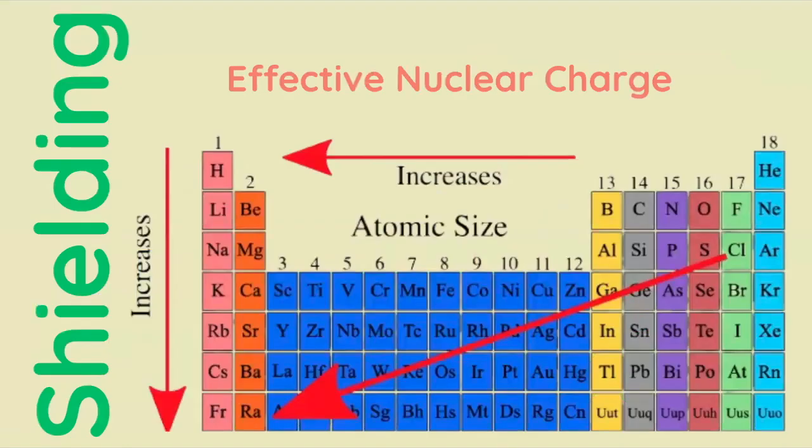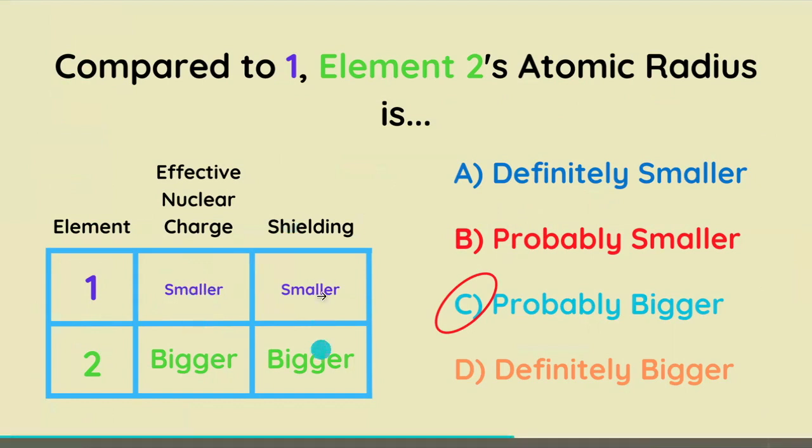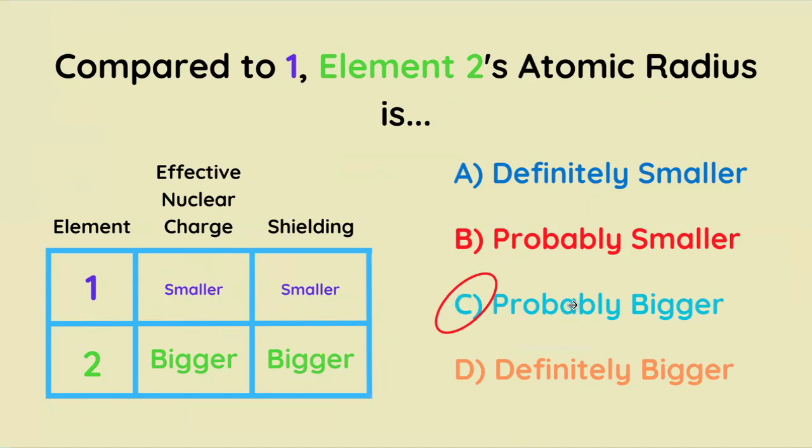Well, it just so happens that when it comes to impacting certain elemental properties, shielding is far more impactful compared to ENC. So it's more likely that 2 is bigger than 1 on the basis of shielding alone, still acknowledging the fact that the ENC difference between 1 and 2 could be really big, while the shielding difference between 1 and 2 could be really small. So for that reason, 2 is probably bigger, but it's not definitely bigger.